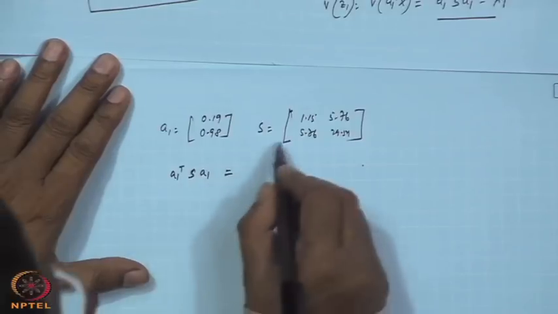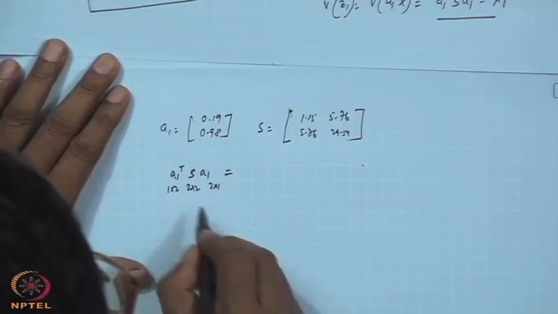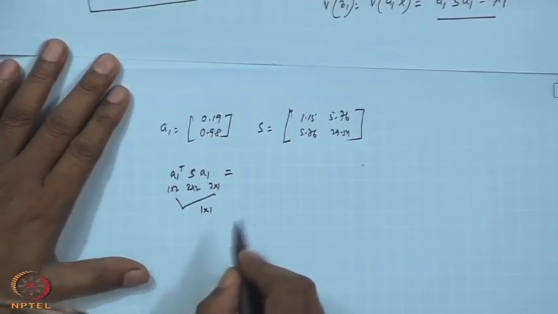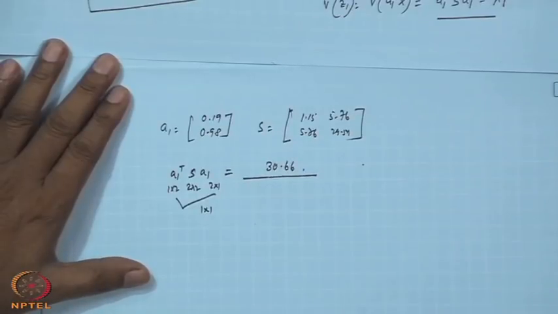You find out, because this one you see A1 transpose is 1 cross 2, 2 cross 2, 2 cross 1. So, the resultant will be 1 cross 1 and definitely this will be 30.66, which is, since S A1 is lambda A1, and since lambda 1 is a scalar, we can take lambda outside and A1. That is also possible.